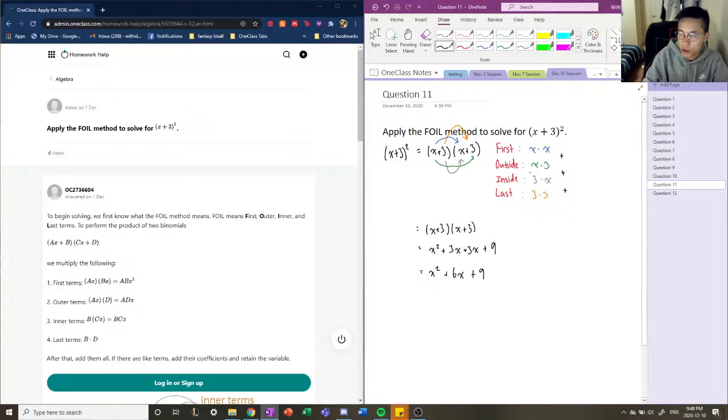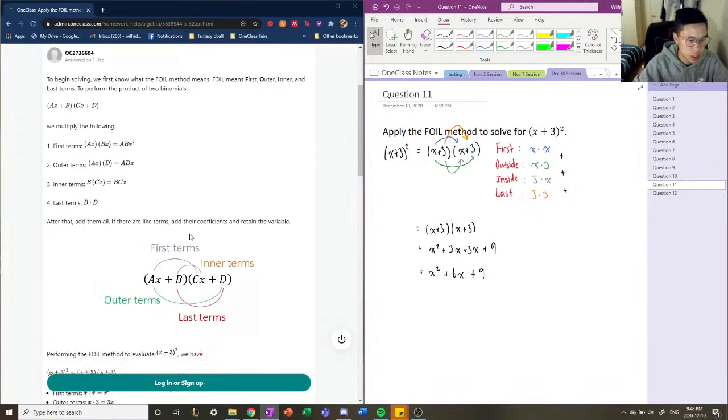So the FOIL methodology is an algorithm which helps you expand binomial terms. But once you get used to it and once you have enough practice, you don't really need to use this, and you can really just do it by yourself without the helping hand of this. So yeah, that's pretty much it.